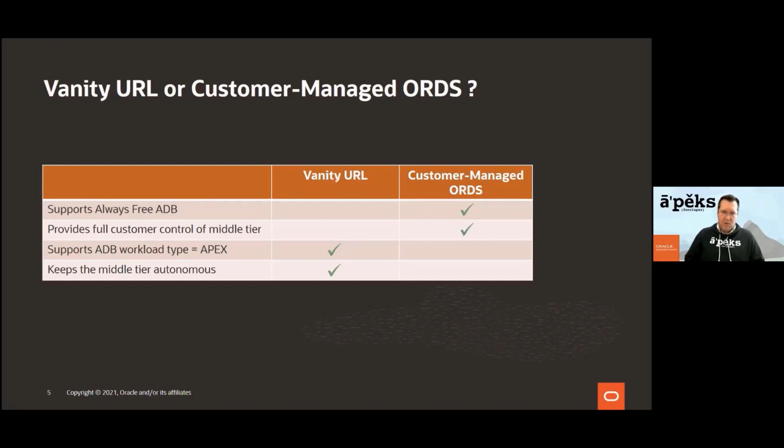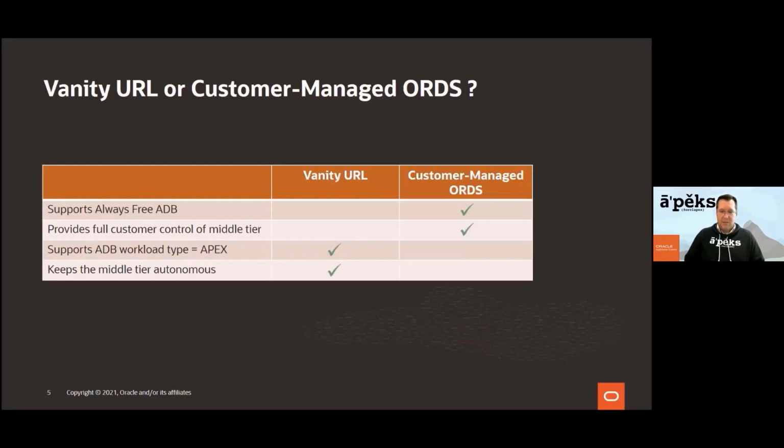Whereas with customer managed ORDS, you're taking over that middle tier, and along with that, you are taking on an obligation to keep it patched, keep it upgraded, monitor, manage, troubleshoot. And you're doing that not only for ORDS itself, but for the host operating system in your VM, and for the Java server, J2EE. You need to take over those things and do those yourself.